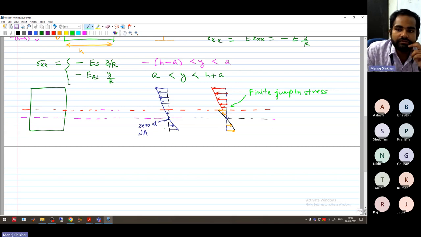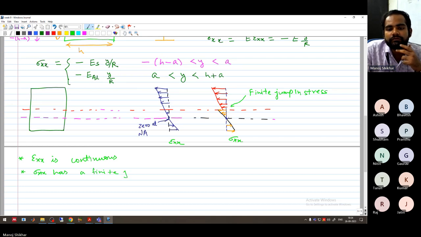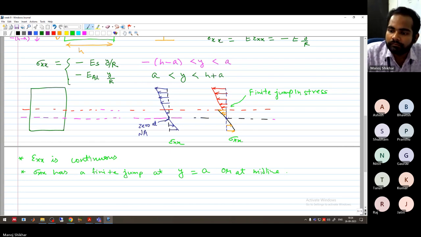So strain is continuous. This is epsilon xx. This is sigma xx. So epsilon xx is continuous, and sigma xx has a finite jump at y equal to a, or at the midline.